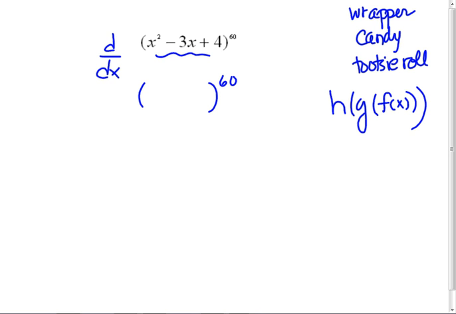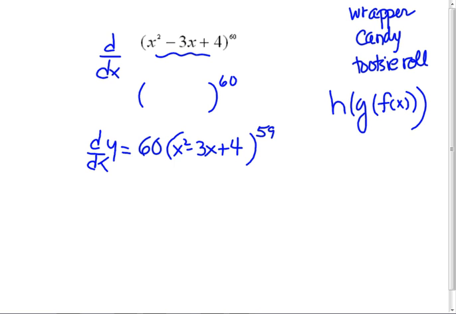So I have 2 things happening. I have a quadratic. I'm going to raise to the 60th power. So the derivative of this, I call this y, is going to be 60 times, now Grant, pay attention, whatever's in there to the 59th power. Does the candy change when you take the wrapper off? No. So this does not change. It's x squared minus 3x plus 4.